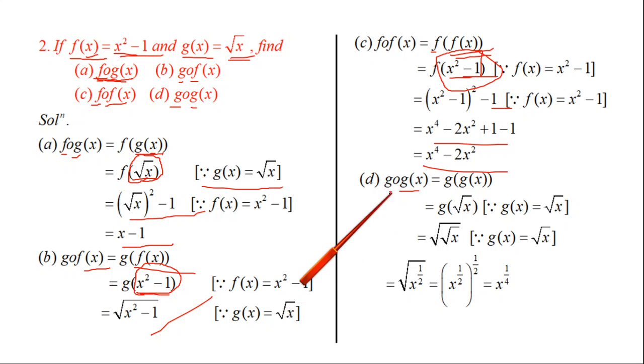Then g composite g. So here g composite g of x will be g of g of x. So g of x is square root of x, and again we'll apply the definition of g, then we get root of this square root. So when we solve, we'll get x to the power 1 by 4.